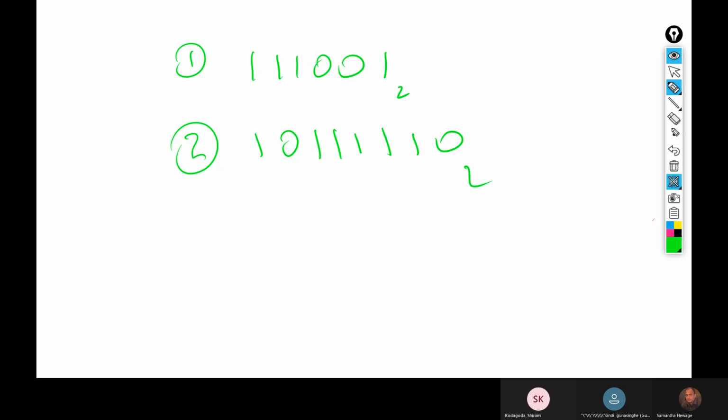Okay, so the first one is 111001, and this is base 2 as normal. The second one is 10111110, and this is also base 2. Can you do it? I will give only 5 minutes. Now it is 7:38, at 7:42 we'll finish it. Start.